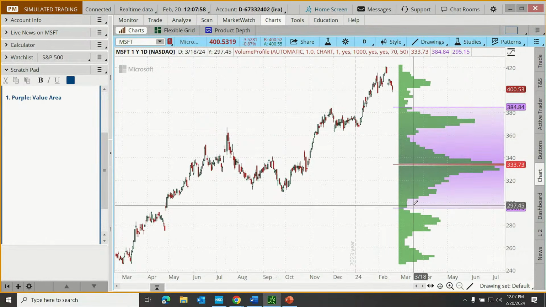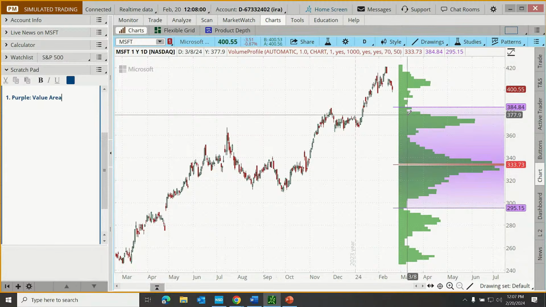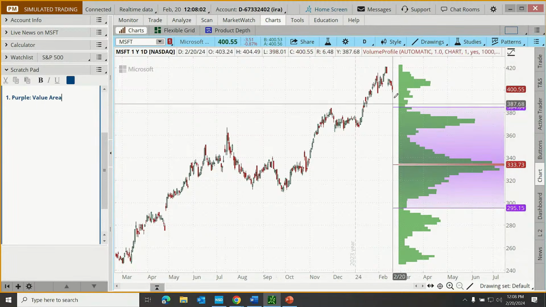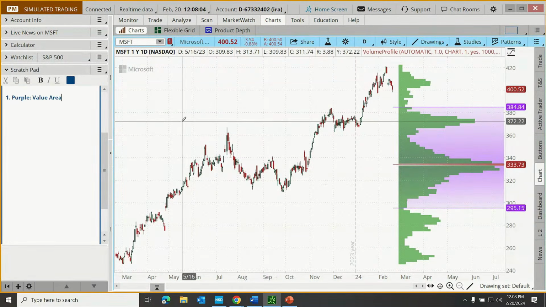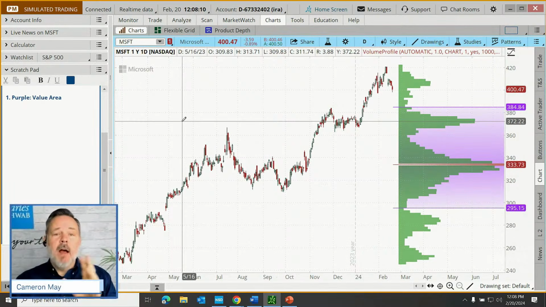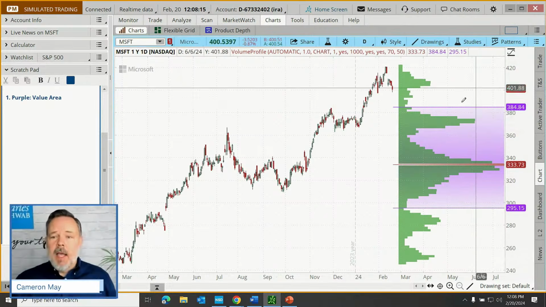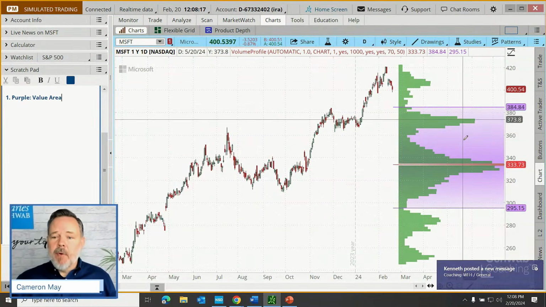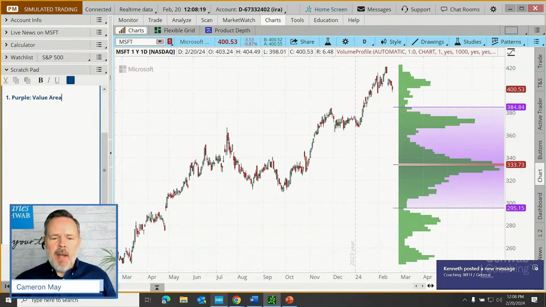What is that value area? Well, here's what the volume profile is doing. It's looking back over the time frame that we've selected, and that's an important thing to understand. In this case, we have a 1 year, 1 day chart of Microsoft. So it's looking back over the last 1 year. And what it's done is thrown an upper range and a lower range around.